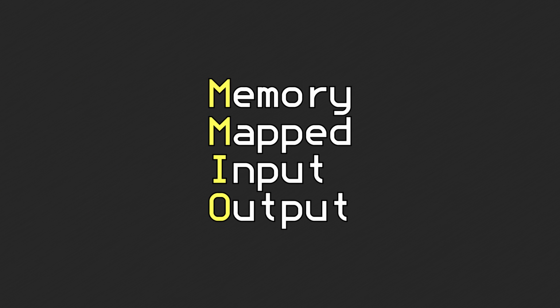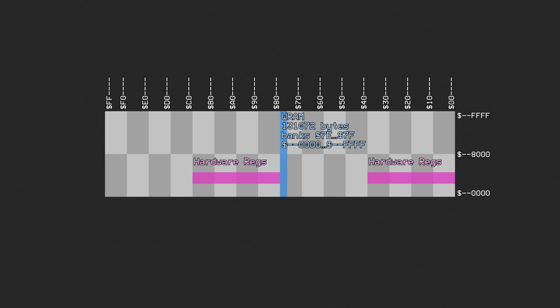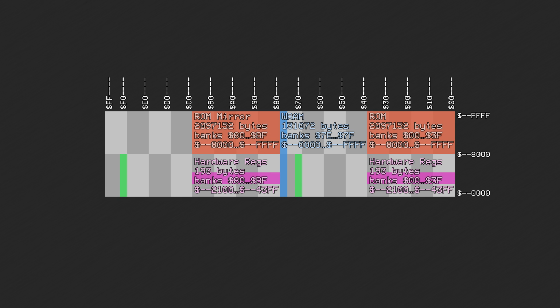Some of the devices the processor communicates with, in addition to main memory, are MMIO devices, which stands for Memory Mapped Input-Output. The amount of physical RAM in the Super NES is much less than the entire address space. As you will find out in a future video, some of these addresses in the address space are reserved for other things like controllers, cartridge ROM, and SRAM.